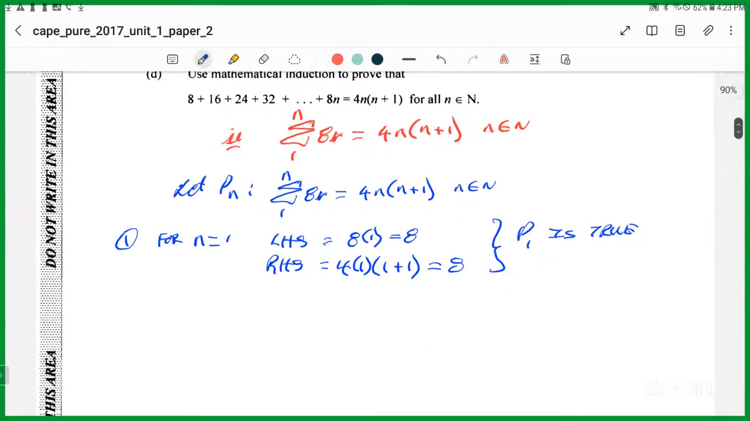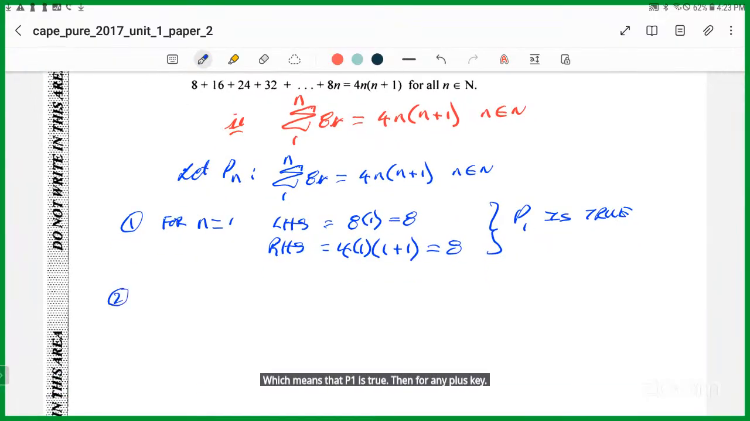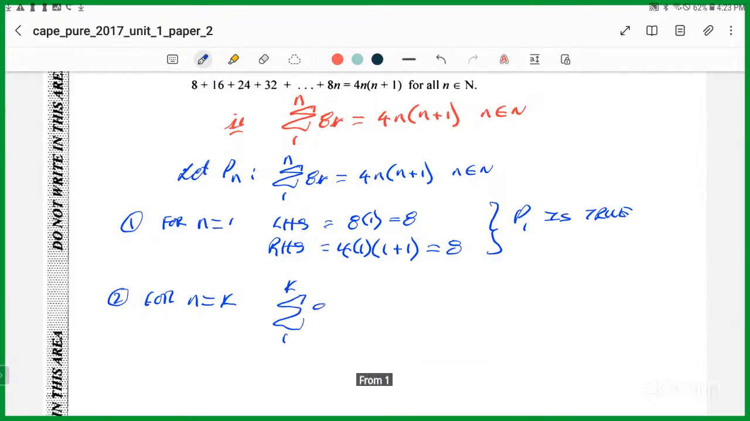Then for n equals k, step 2, assume it is true for n equals k. Alright, so this statement, when n is k, becomes the sum from 1 to k of 8r equals 4k into k plus 1. Here we assume that Pk is true.